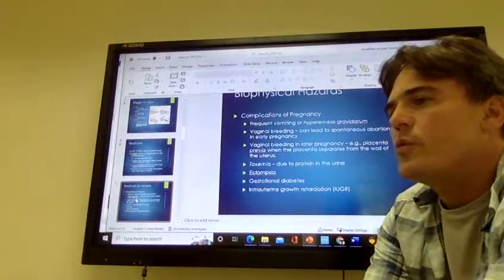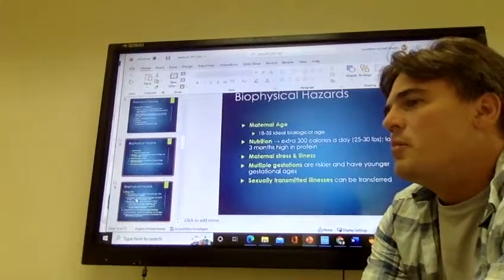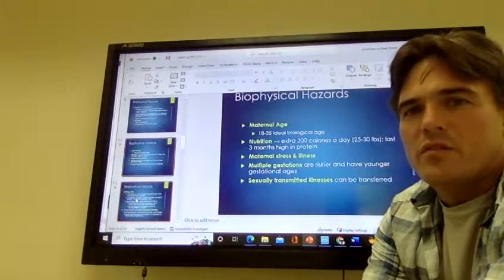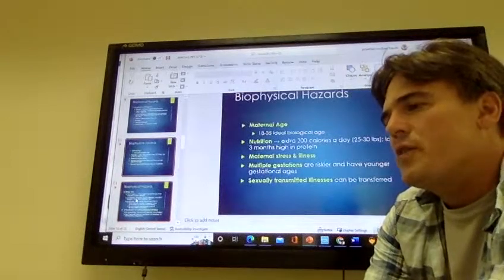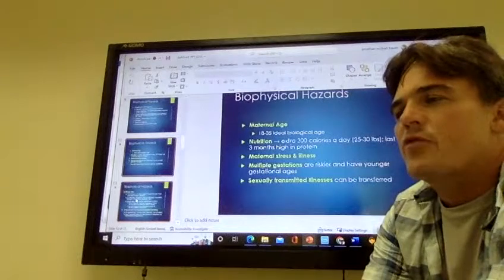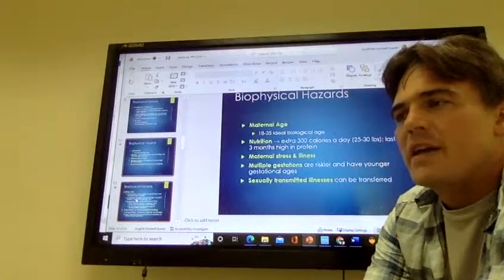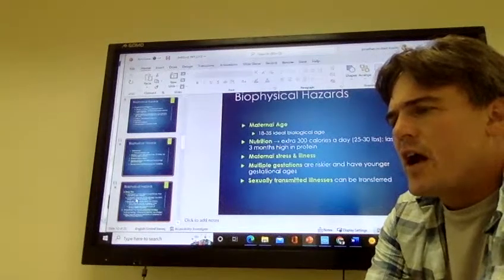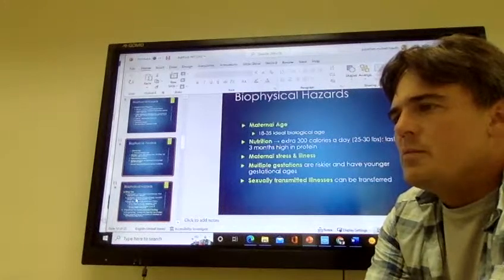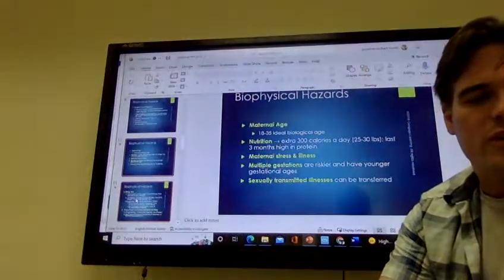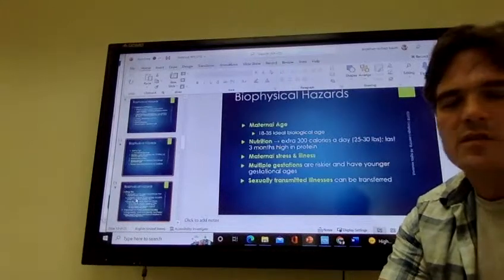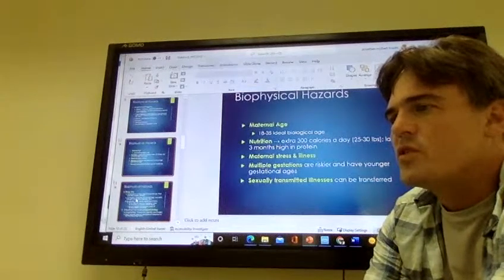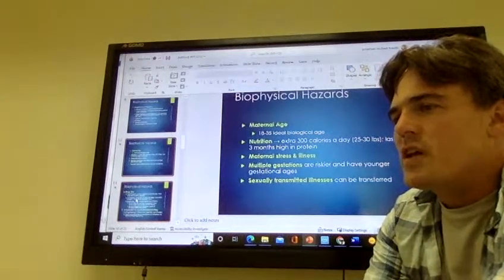Some of the hazards we went over, some of the physical hazards. So ideal biological age is a female that is 18 to 35. With nutrition, you only need an extra 300 calories a day. So you might gain 25 to 30 pounds. And then the last 3 months is very high in protein. You want to keep down maternal stress and maternal illness because that's some of the stuff that can be challenging. And then if there's multiple gestations, that's riskier and have younger gestational ages.